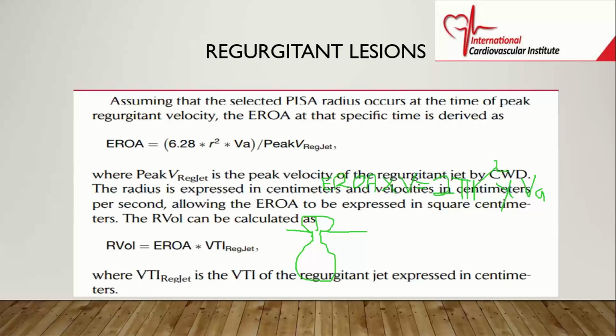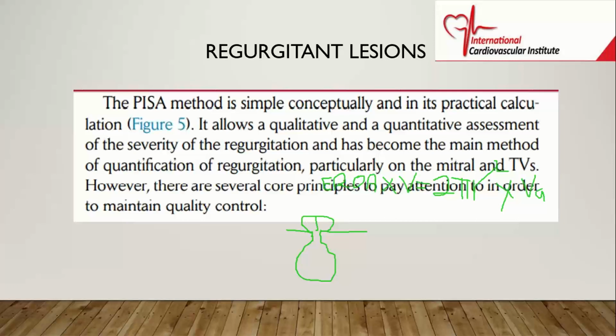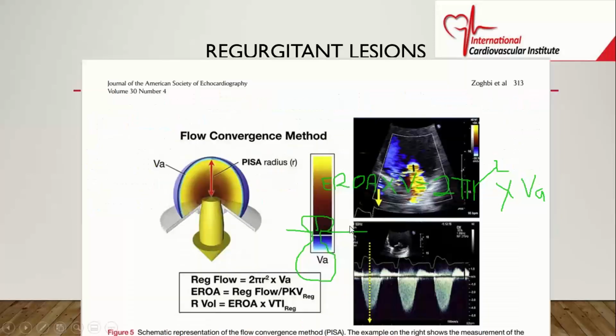Okay. So the PISA method is simple conceptually, and in its practical calculation, it allows a qualitative and a quantitative assessment of the severity of the regurgitation, and it has become the main method of quantification of regurgitation, particularly of the mitral and tricuspid valve. So if you plan to do or to understand echo, you have to understand the PISA method, okay? Because this is what everybody uses.